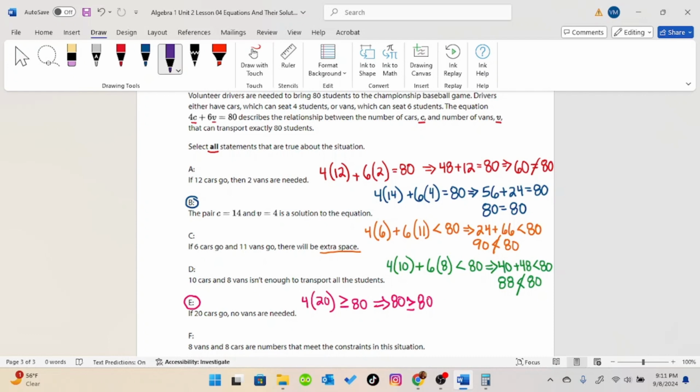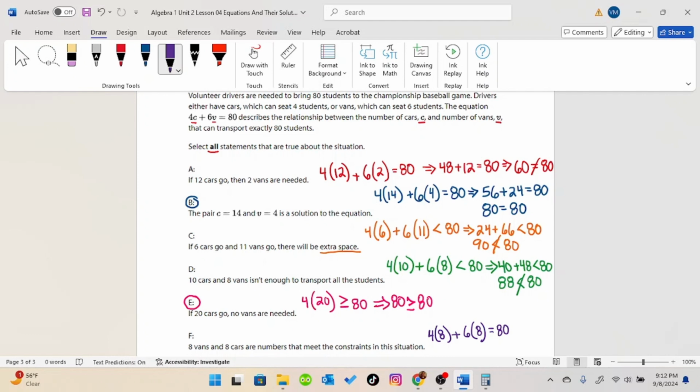And finally, choice F, 8 vans and 8 cars are the numbers that meet the constraints in this situation. So in this situation, we need it to be exactly 80 seats. So we can substitute 8 for C and 8 for V, and that would need to equal 80.